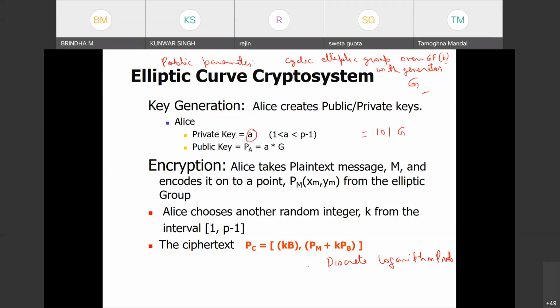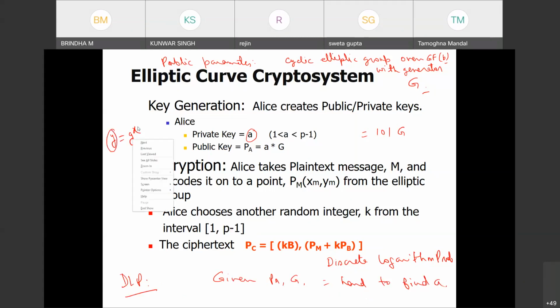So, given PA and G, it is hard to find A. That is called the discrete logarithm problem, here in the additive case. In the books you also see it as: given g and y, finding x is hard. There the operation is multiplicative. Here the operation is additive. Both are the same.